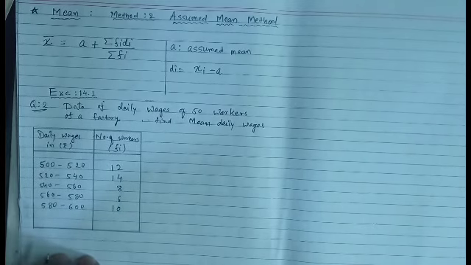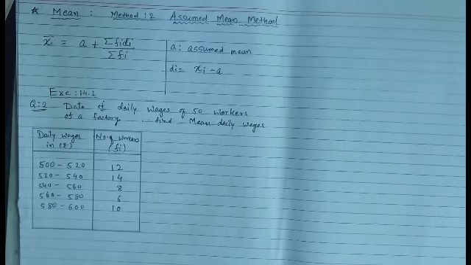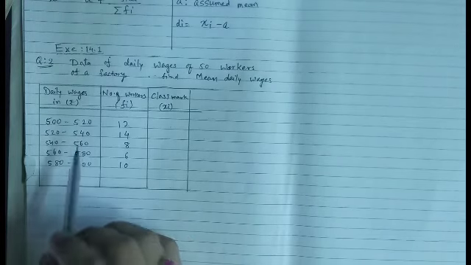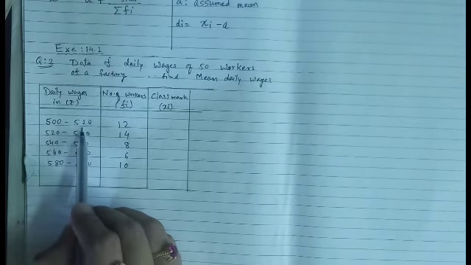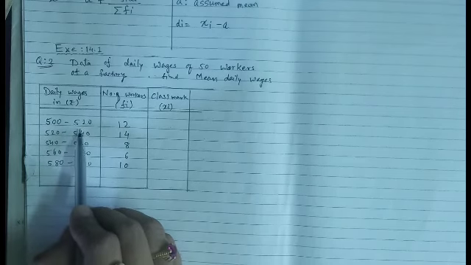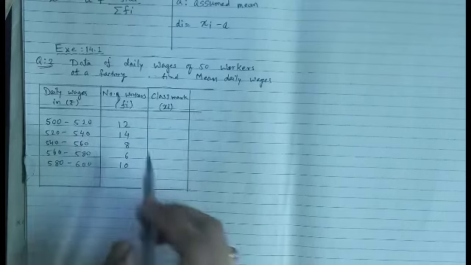Now we will solve this question and find the mean by the method of assumed mean. Always remember one thing: whenever you have to find the mean, the first thing you need to do is find xi. We know how to find xi. The class mark xi is the sum of the lower limit and upper limit divided by 2. Here the lower limit is 500, the upper limit is 520. 500 plus 520 is 1020, divided by 2, you will get 510.